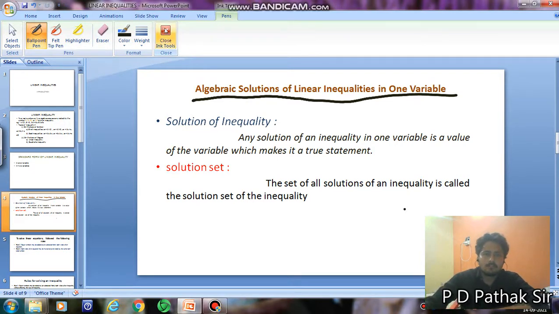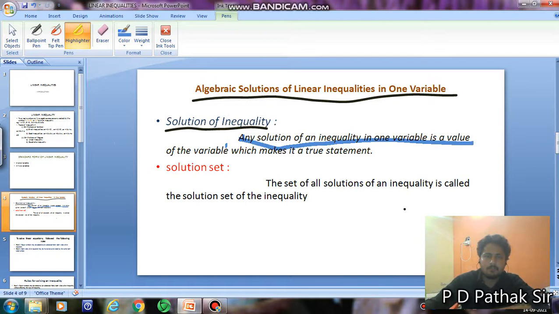Now come to the solution part of this inequality. How can we find the solution? What is the meaning of solution for inequality? So see here, solution of inequality means any solution of an inequality in one variable is a value of the variable which makes it a true statement.